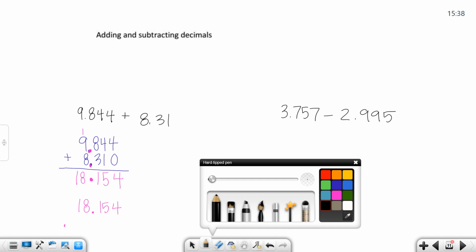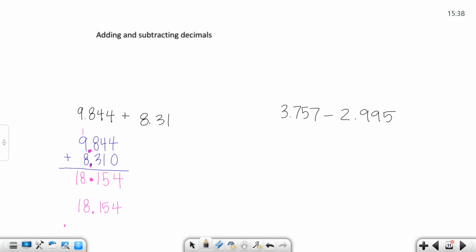Subtracting is a little bit more difficult. So I'm going to have 3.757. You always want to put your bigger number on the top. I'm going to have 2.995. Now remember when I'm doing these, there's a decimal, there's a decimal, there's a decimal. So remember to put your decimal in your answer. And it goes straight in a column. Okay, 7 minus 5 is just 2, so that's not too bad.